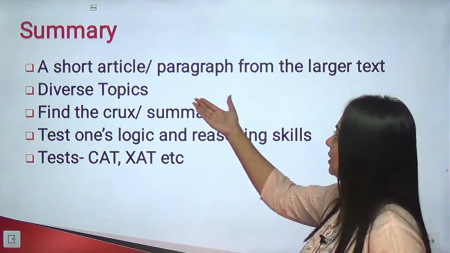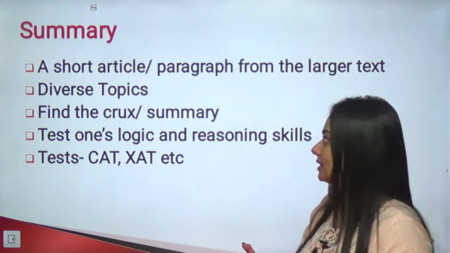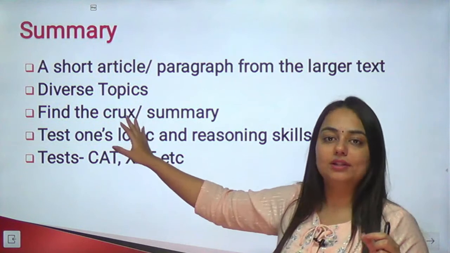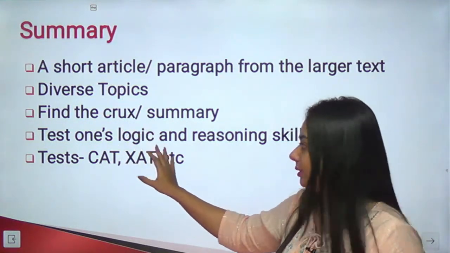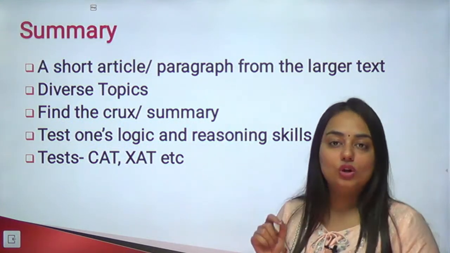A short article or a paragraph from a larger text is excerpted and given to you in the exam. It can be based on diverse topics, and you are supposed to find its crux or summary. So it tests one's logic and reasoning skills also.